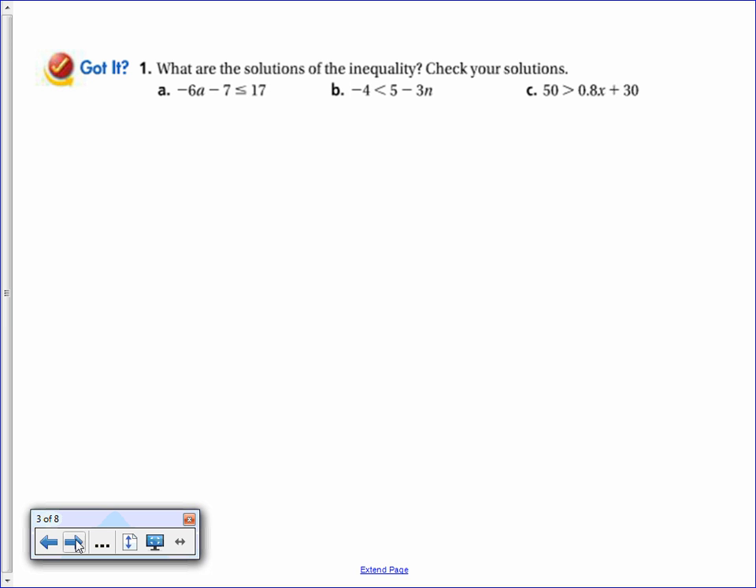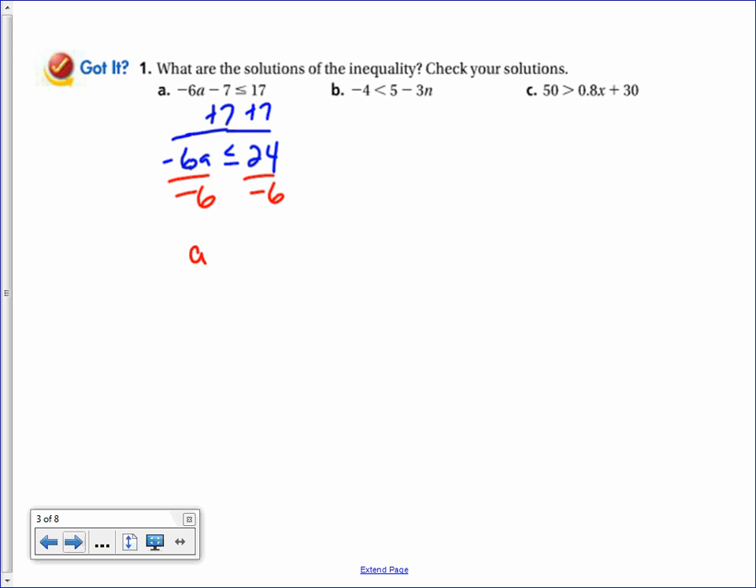The first one says, what are the solutions of the inequality? Check your solutions. So we basically have to solve the inequality. I would start by adding 7 to both sides, and I would get negative 6a is less than or equal to 24. Next, I'd divide by negative 6, so I now have negative 4 over here. But since I divided by a negative, I have to remember to switch the inequality. So I'd have a is greater than or equal to negative 4.